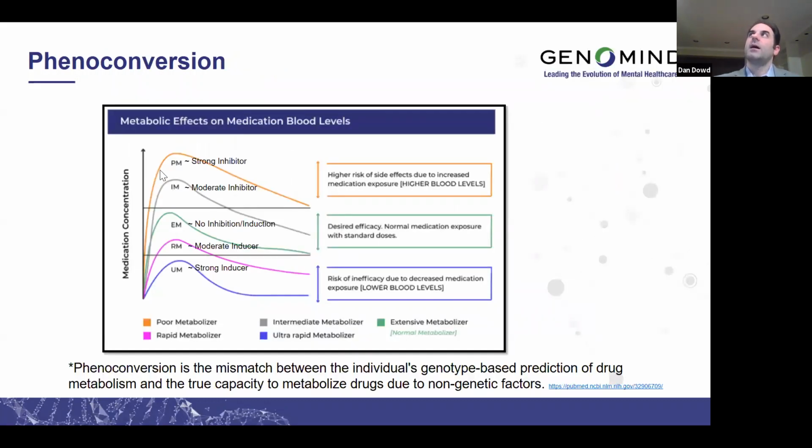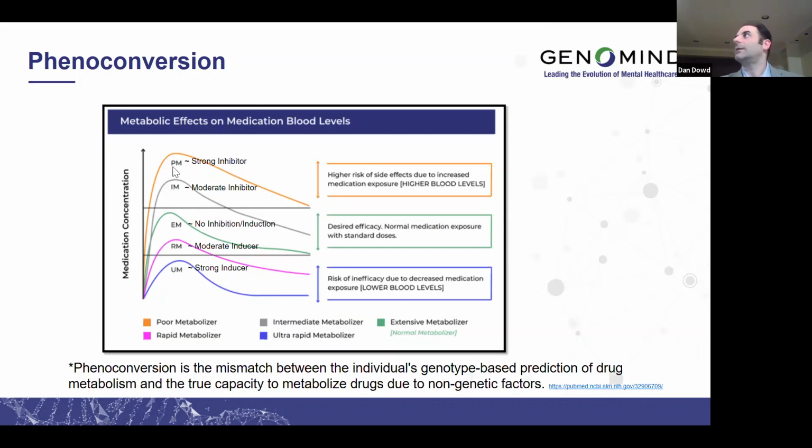Okay, how do we compare these genotypes and phenotypes to inhibitors and inducers? Well, we generally treat extensive metabolizers the same as if there was no other inhibitor or inducer on board. We generally treat intermediate metabolizers as if we would a moderate inhibitor. And generally, a poor metabolizer is equivalent to having a strong inhibitor on board.